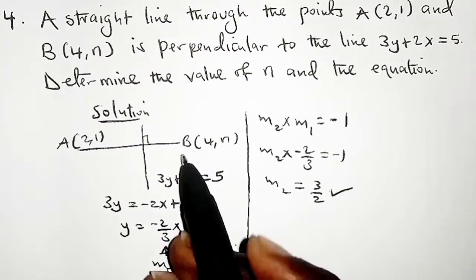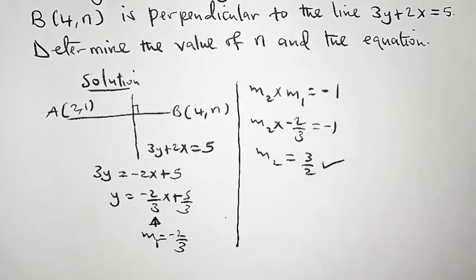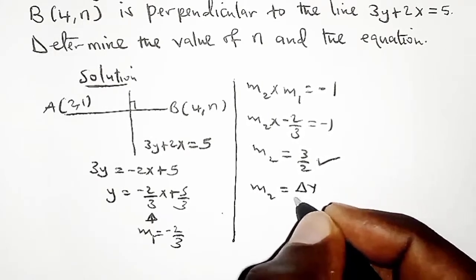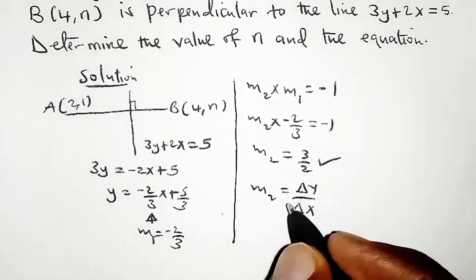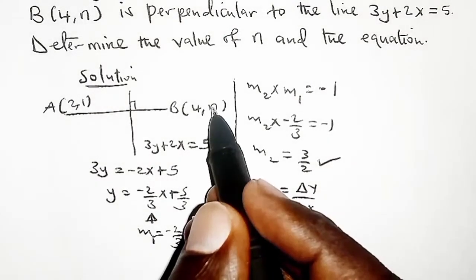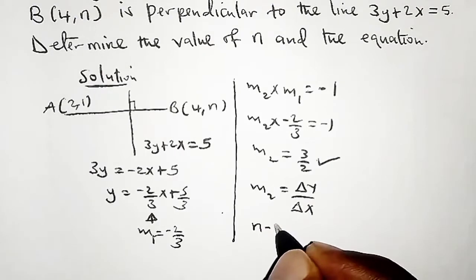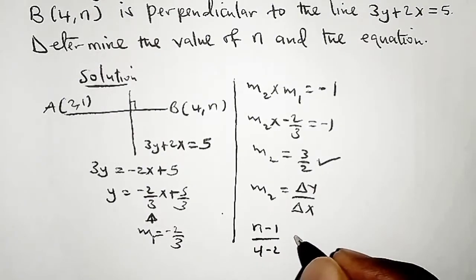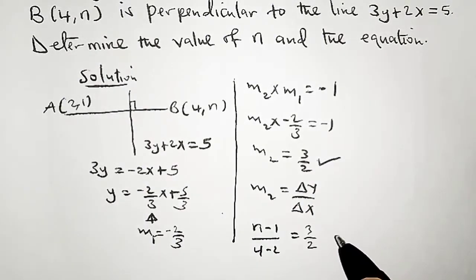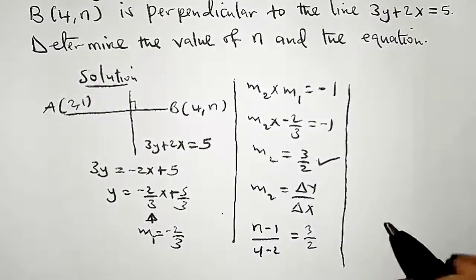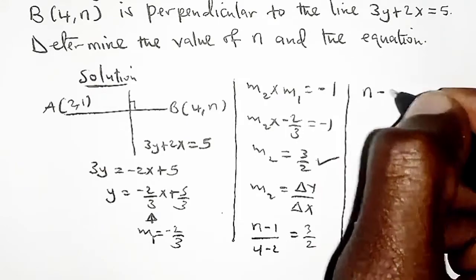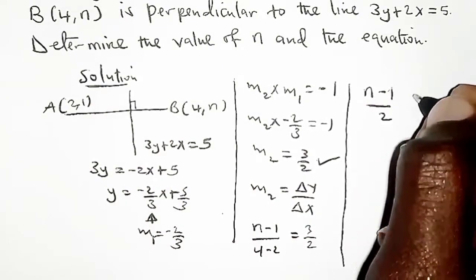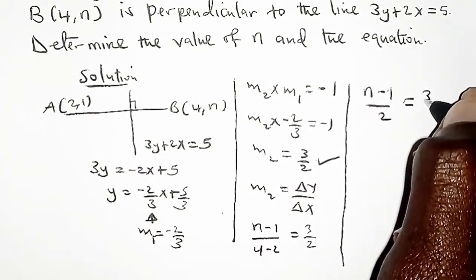together with the points A and B, we'll be able to determine the value of n. So gradient is usually given as change in y over change in x. So for this case, we are going to have change in y, which is n - 1, all over change in x, which is 4 - 2, which should give us the gradient 3/2. So here we'll proceed as follows. So we have (n - 1)/(4 - 2), which is just 2, that should be equivalent to 3/2.